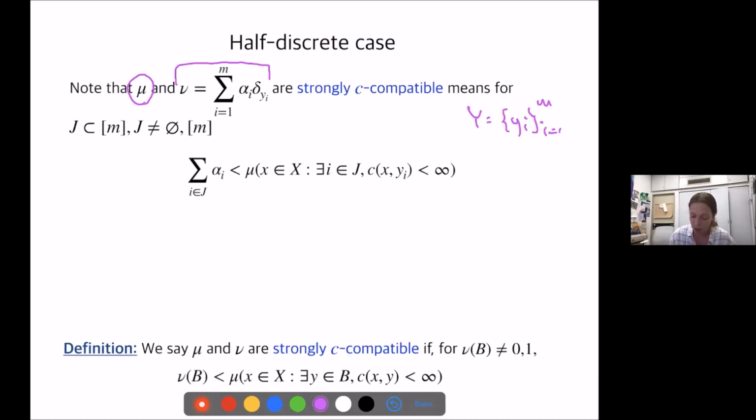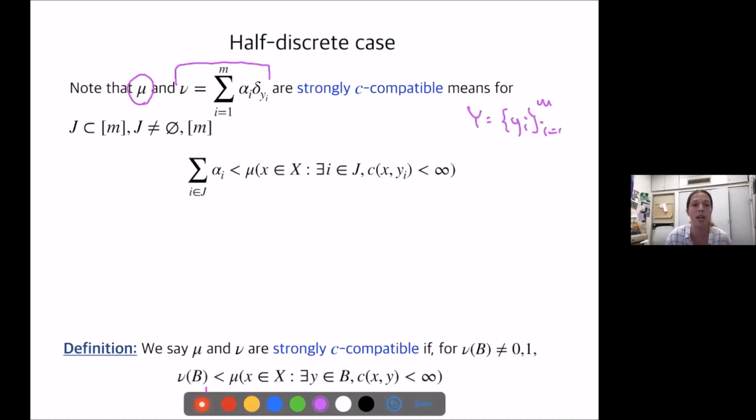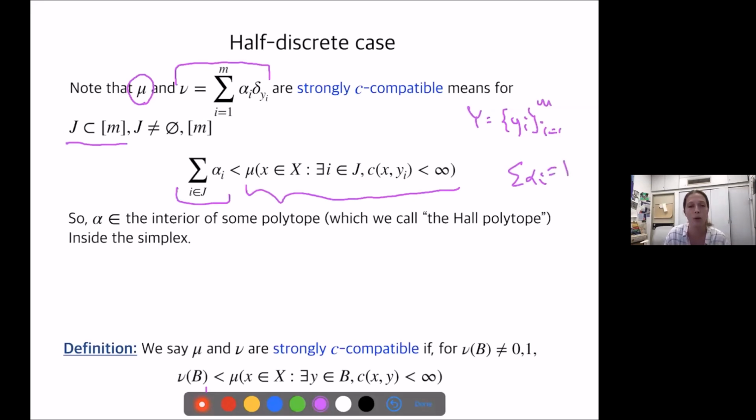Okay, so what is strong C compatibility? Looking down here, it says that for any subset of y's, which is just a subset of 1 up to n, which is non-trivial, so which has measure not 0 or 1, I need the sum of these weights, the total measure of these y_i's, to be strictly less than the measure of the set which has finite cost with one of these points, the union of all of the sets of finiteness with each of these y_i's. Now this is a polytope, right? Because I know that the sum of alpha_i is 1, it's a probability measure, and these are more conditions on these alphas, okay?